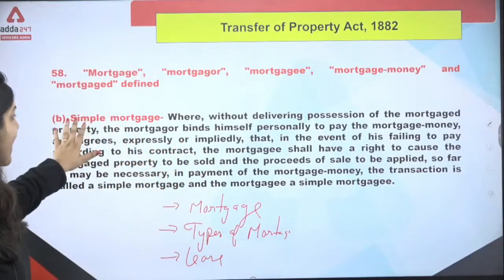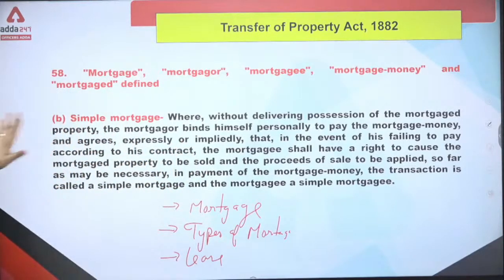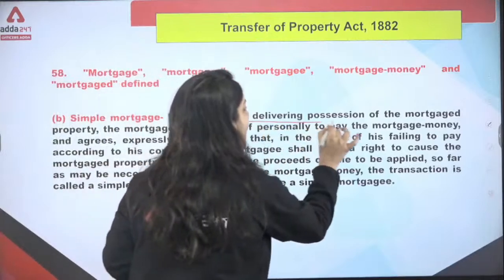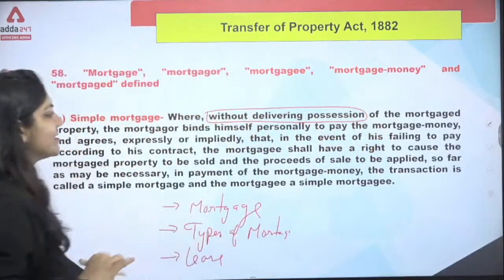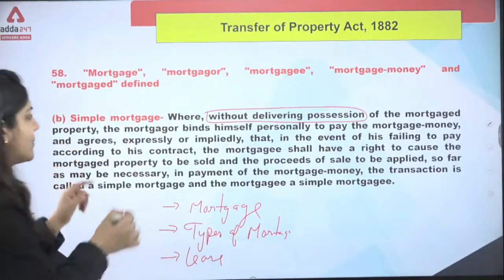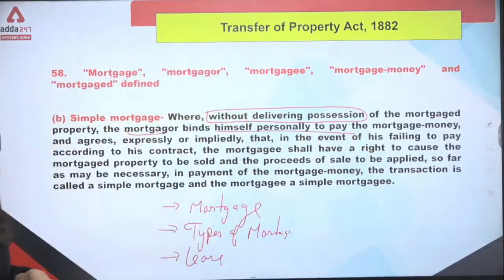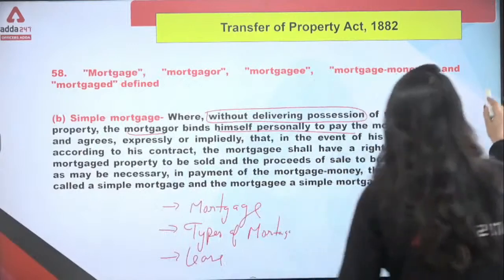So that's why you have to learn only the section which is defined here. So in the simple mortgage, what is the key point that you have to note down? That without delivery of the possession, the mortgager will be personally liable to pay the mortgage money. This is the key point. Okay, so clause B, simple mortgage.